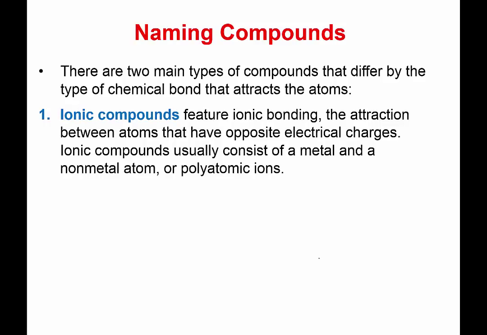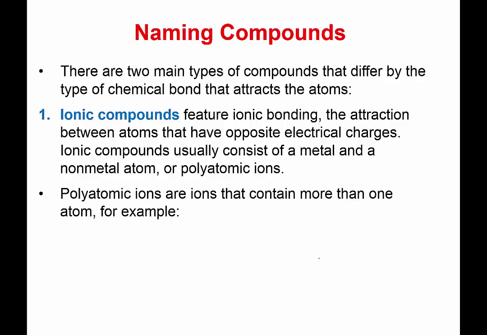So in an ionic compound, the atoms are held together by ionic bonds, which are just the attractions between oppositely charged ions. So an ionic compound will have a cation, which is usually going to be a metal atom, and an anion, which is often a non-metal atom. But you can also have something called polyatomic ions. So polyatomic ions are ions that are actually more than one atom. So the entire unit has a charge.